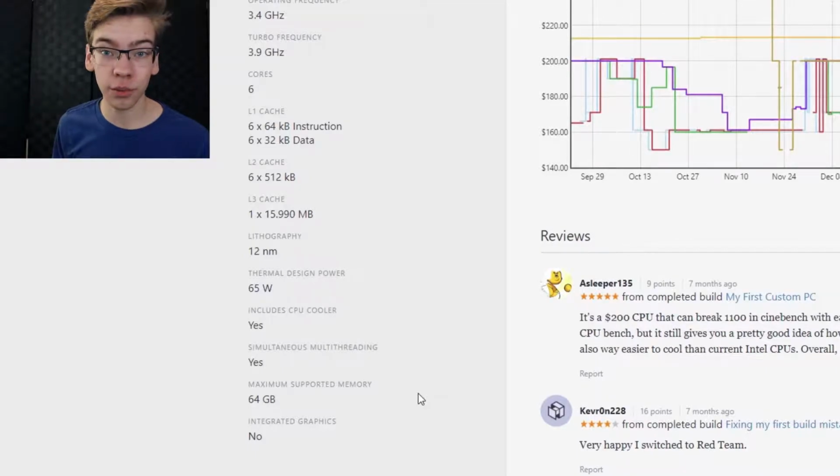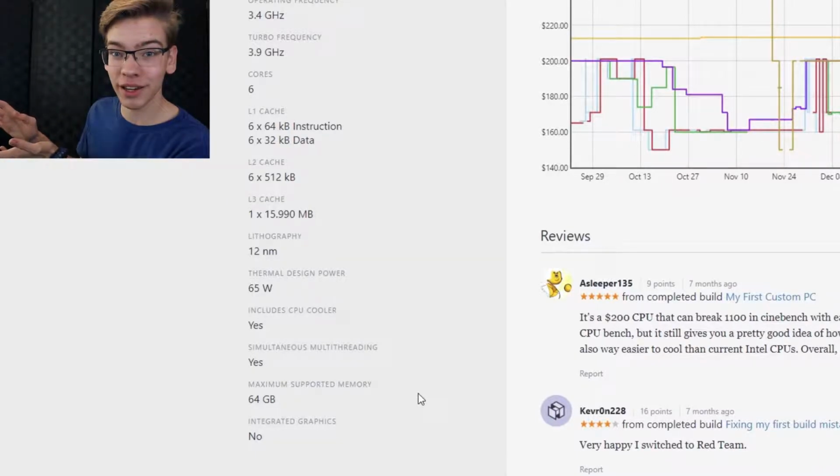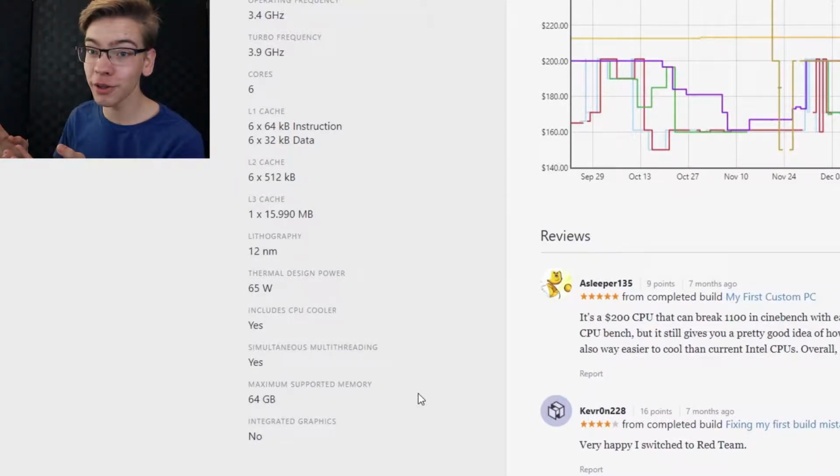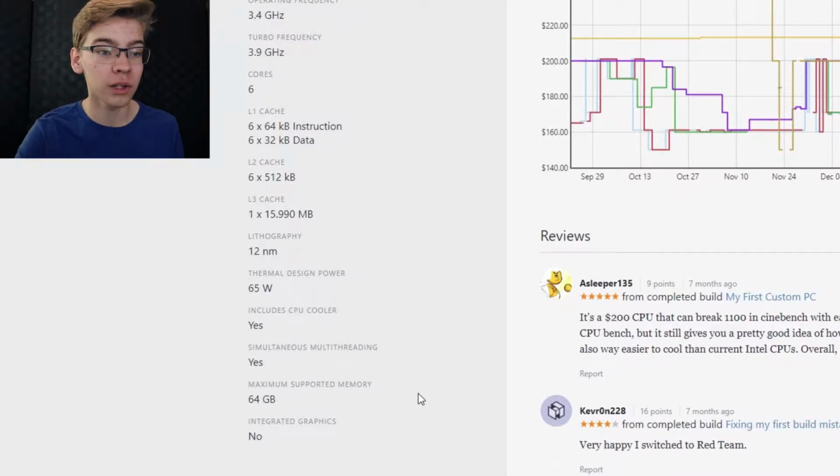Supported memory, 64 gigs. That has to do with your RAM. If your CPU only supports 32 gigs of RAM and you put 64 gigs of RAM in your computer, it's not gonna work. You're only gonna get 32 gigs. So that's something to look out for, but also another one of those things that generally you don't have to worry about at all.